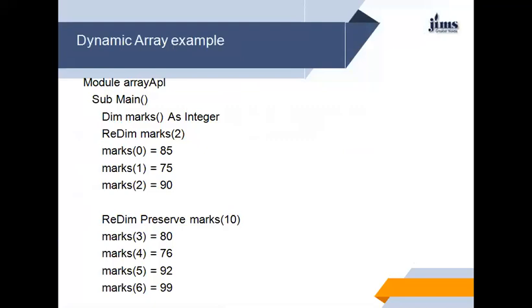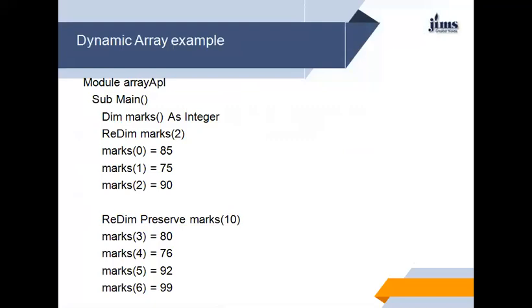Now here you can see Module ArrayApplication, Sub Main, Dim marks() as Integer. So here marks is an integer array. ReDim marks(2). Again you are defining marks as an integer array. Now ReDim is for a dynamic array. You are making ReDim marks(2). Now here you are assigning. See please.